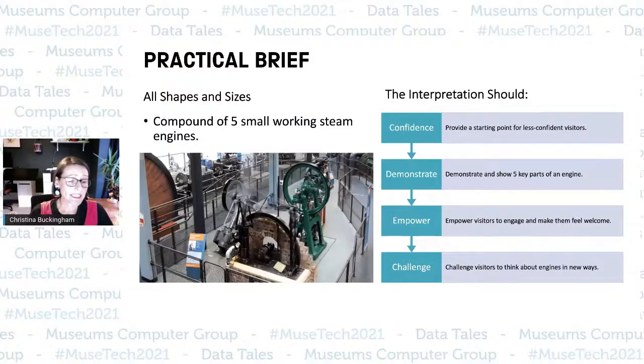I've been concentrating particularly on a compound of 5 small working steam engines. And through our interpretation exploration, we want to explore how we can firstly provide a starting point for less confident visitors, giving them a springboard for further inquiry. We want to break down engine science into 5 key parts, showing families and visitors what they all have in common. We want to empower families to engage and make them feel welcome. And finally, we want to challenge a visitor's perception of what counts as engine science, and thinking about the concepts in new ways.